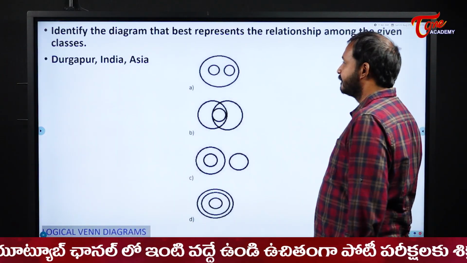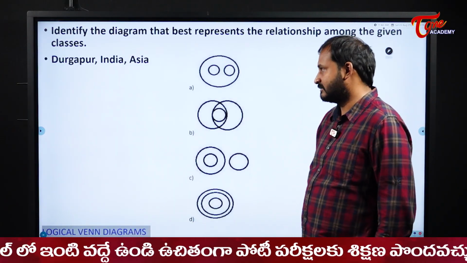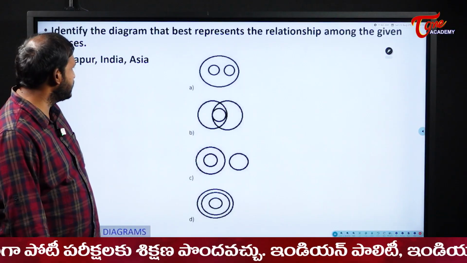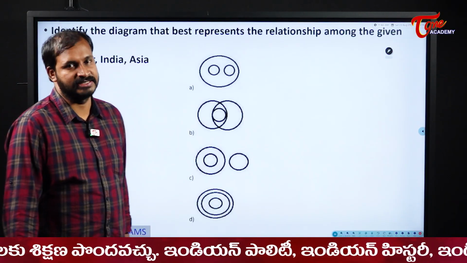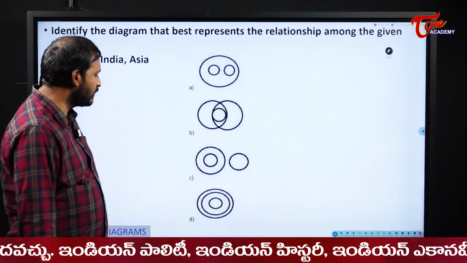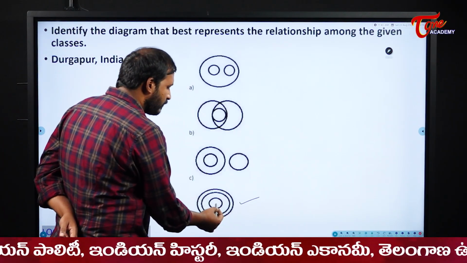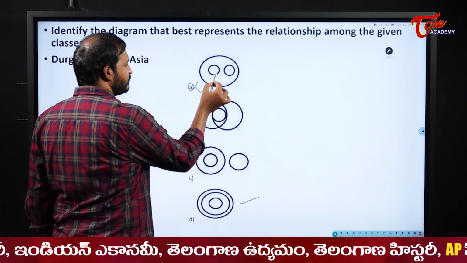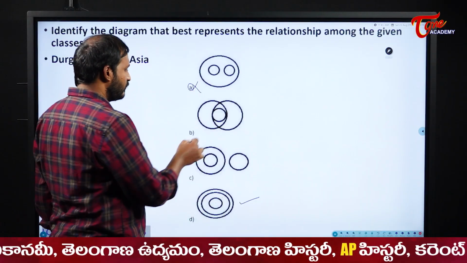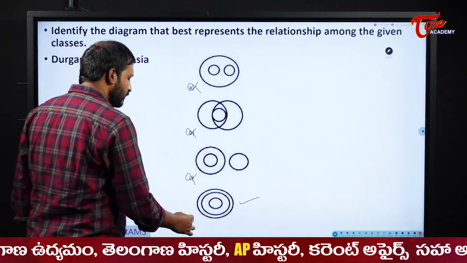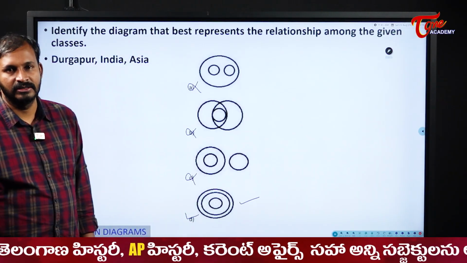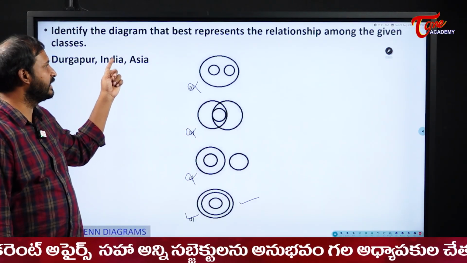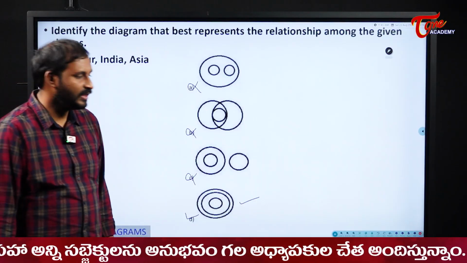Okay. Next one: Durgapur, India, Asia. Now, tell me what is the relation we can write here. Asia is a continent, India is a country and Durgapur is a place. So, how will you write? Three concentric circles, right? Durgapur, India, Asia. This one is not possible. Why? Because India and Durgapur, are they different? No. This one is also not possible. So, our answer here becomes option D by default. You can tell it directly that, sir, here the answer is option D. Why? Because Durgapur is a place located in India, India is located in Asia. Right? Next one.